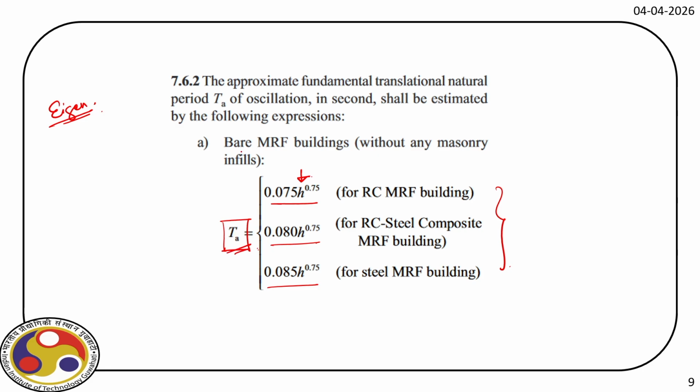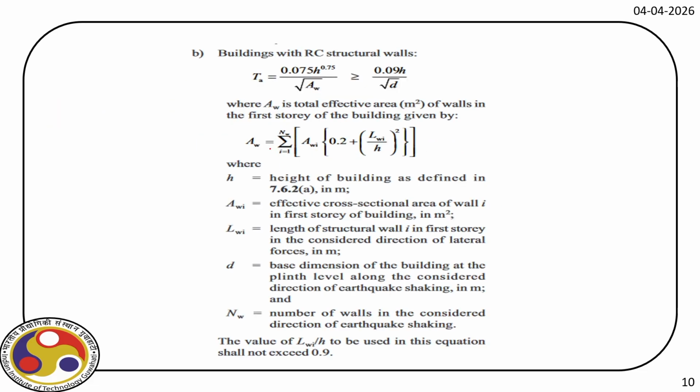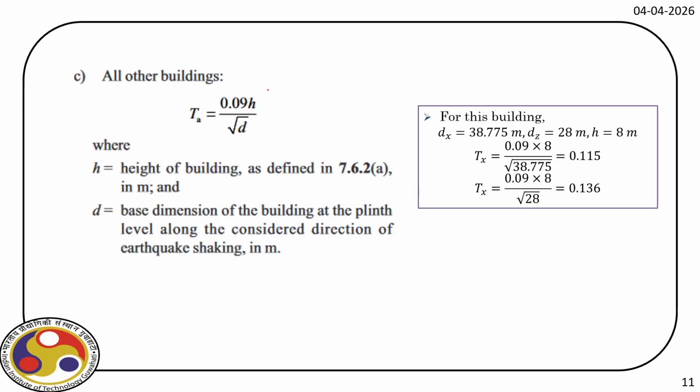Now again, there are different types of building for which this Ta may vary. As you can see, for buildings with RC structural walls, this is the expression, and we can identify all these parameters, where Aw, as you can see here, is the total effective area of walls in the first floor of the building, and you can use this expression to find out Aw, and then we can find out this Ta. Now for all other buildings, this is the expression, so we'll use this expression to find out the first natural frequency and corresponding time period for our building.